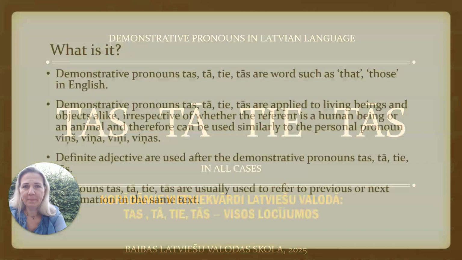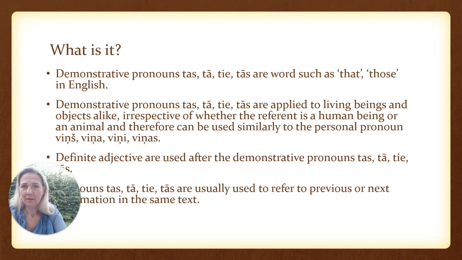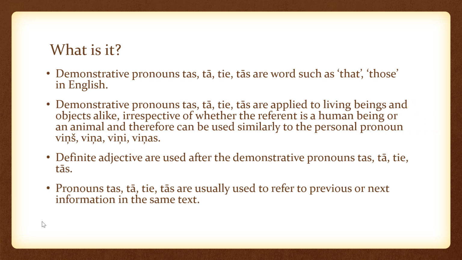So what does it mean? The demonstrative pronouns tas, tā, tie, tās are words in English like that or those. The plural forms will be those, tie, tās, and tas, tā will be that, and we could also translate it as "it". What's different from English is that we can use these demonstrative pronouns when we talk about living beings or objects.